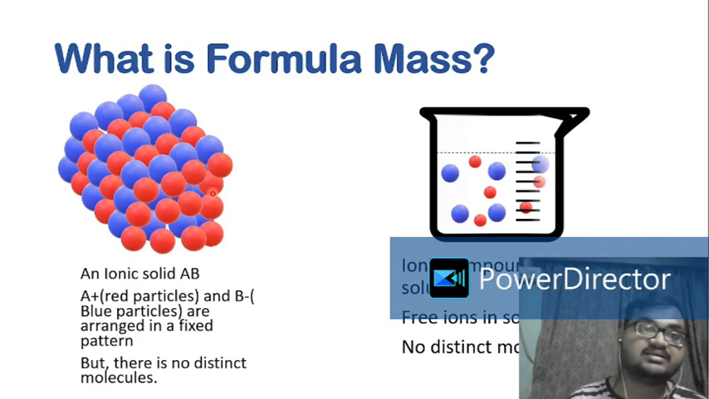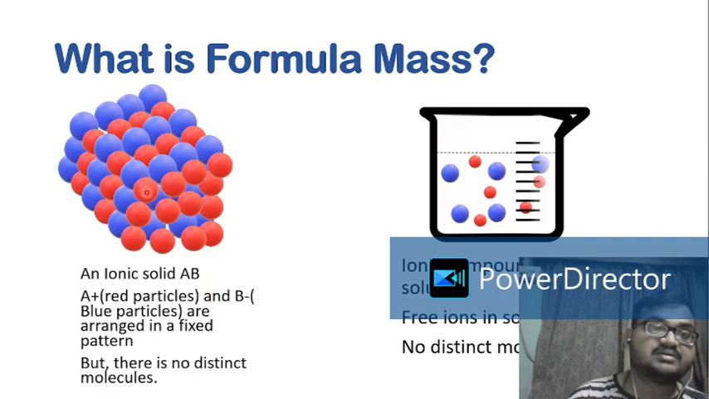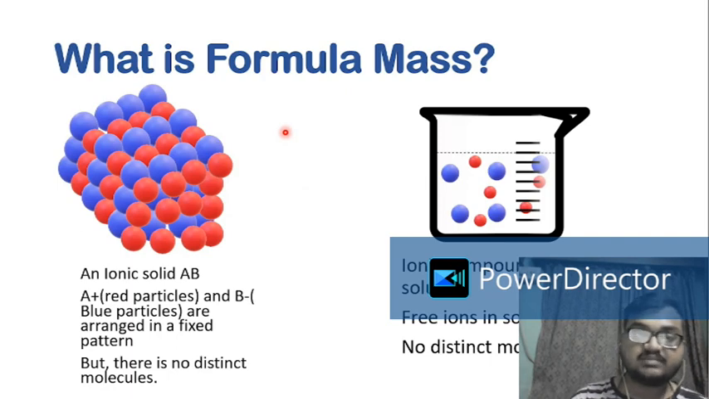And even in solid, here we represent Na by the red and Cl by the blue. So here we are representing by AB. Na and Cl both are there, but there is no such thing as a single molecule called NaCl. So in such cases, the concept of molecular mass actually doesn't work. So we have to use the concept of formula mass. Because what is the problem?